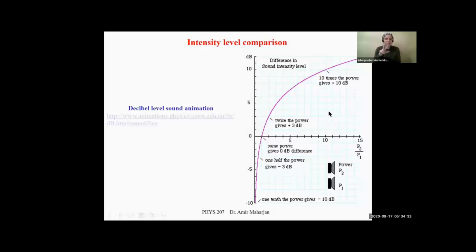Okay. Now if you increase the power by 10 times, let's say intensity by 10 times, then the loudness will increase by 10 decibels. See, every time the intensity of sound increases by 10 times, then you will feel some difference between the sound levels. So that's why we need this scale in log scale.